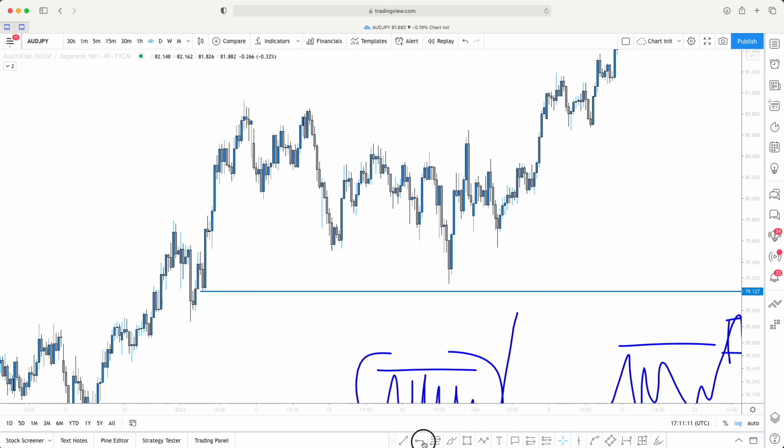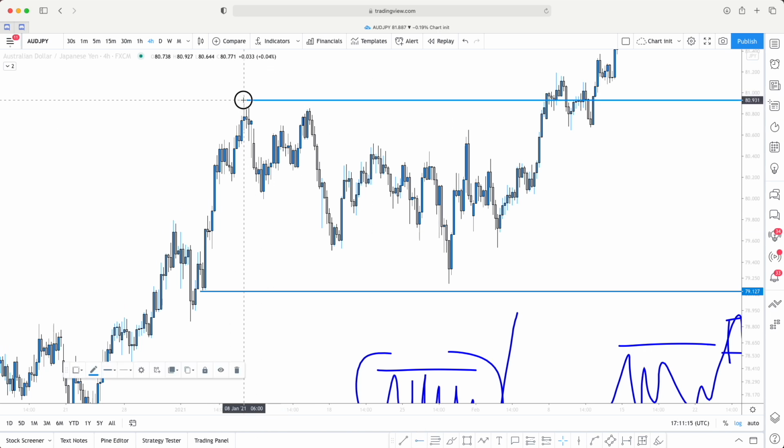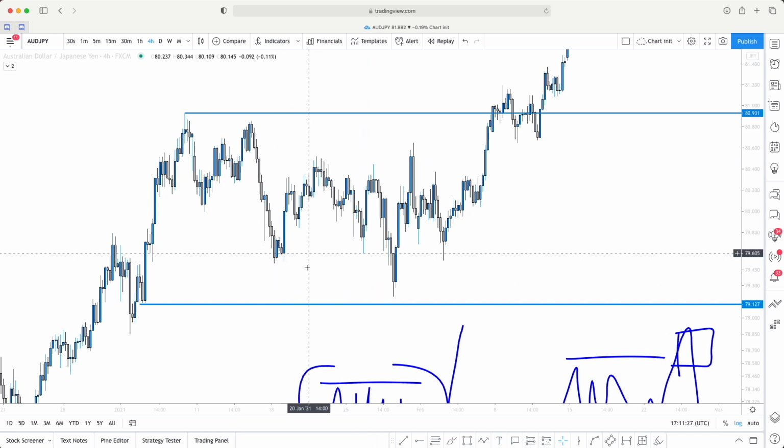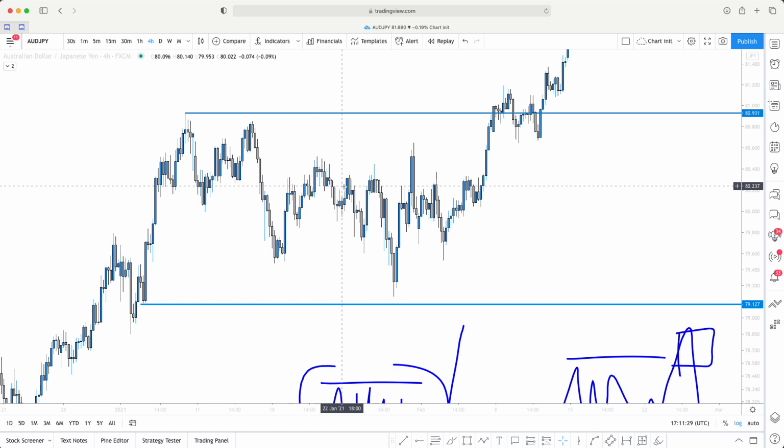Oh, I didn't know I clicked that one actually. Sorry. And the range that you're in here, this is all minor structures, so it's not relevant until we break either one of this range. Unless you go on a lower time frame, you can probably find a lower time frame play and buy from here, sell from there, and so on until you reach your POI.